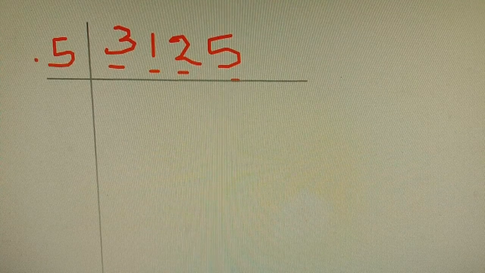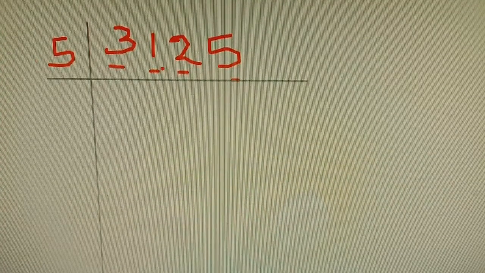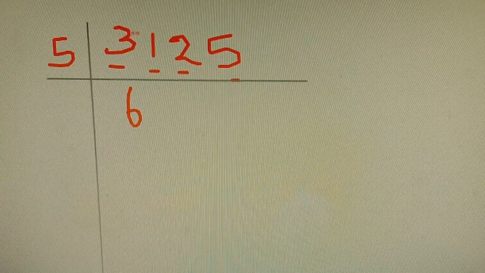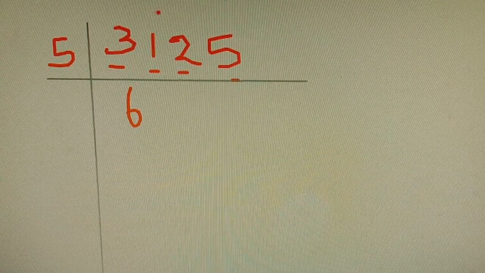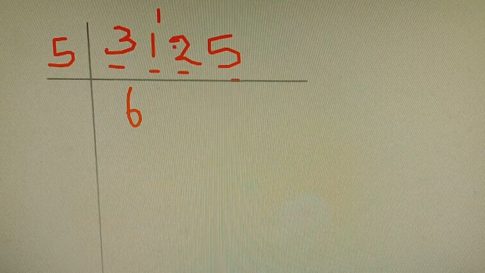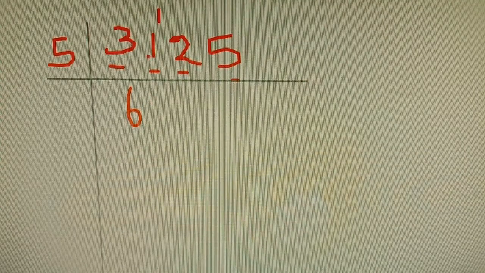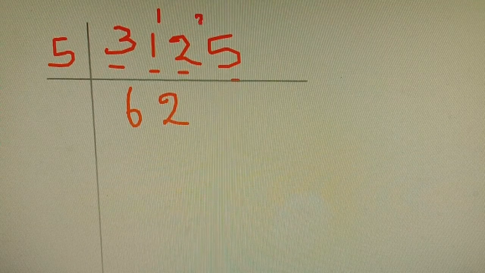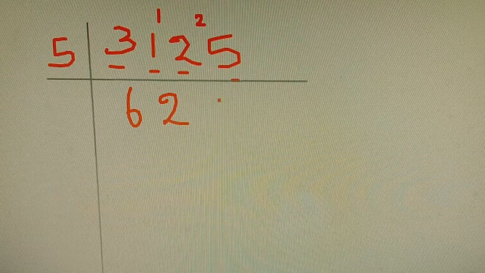So by 5 we divide 3125. First we take the number 31. 5 sixes are 30. Then here 31, so there is carry 1. So we take the number 12. 5 twos are 10. Then carry 2, so 25. So that is 5.